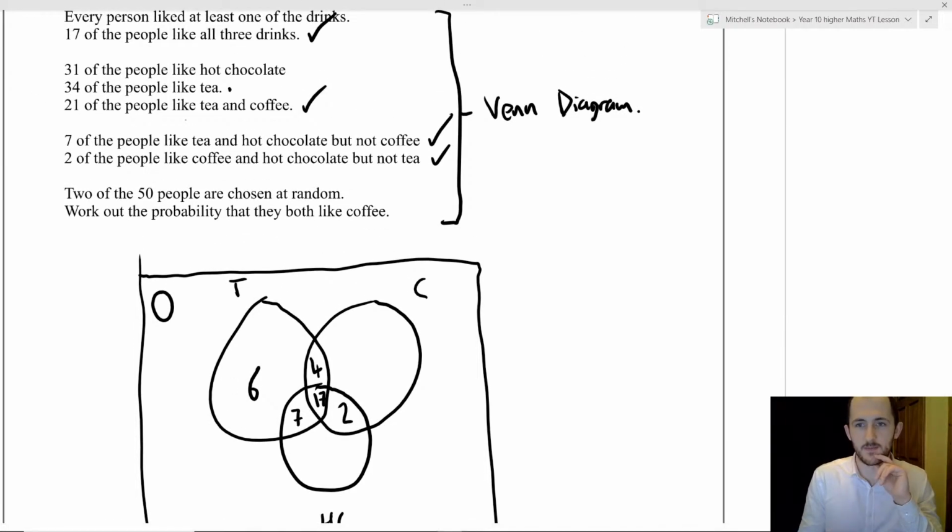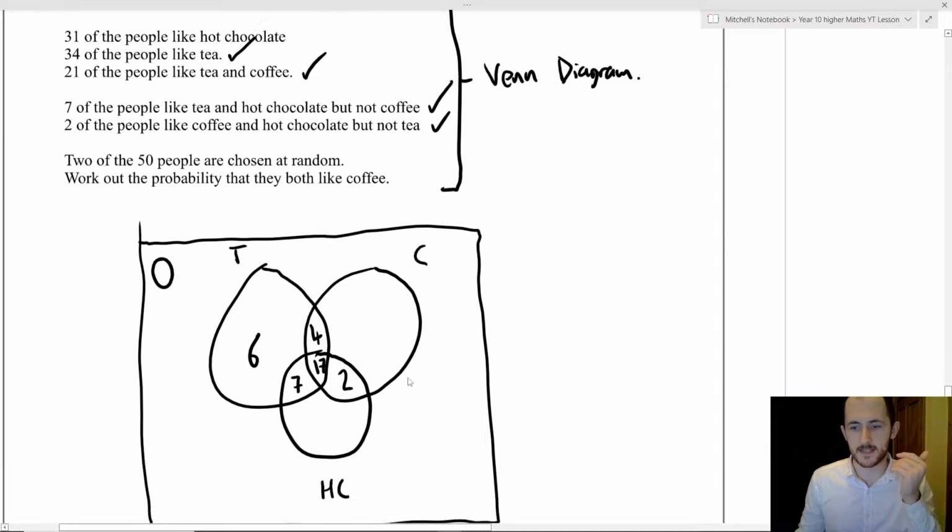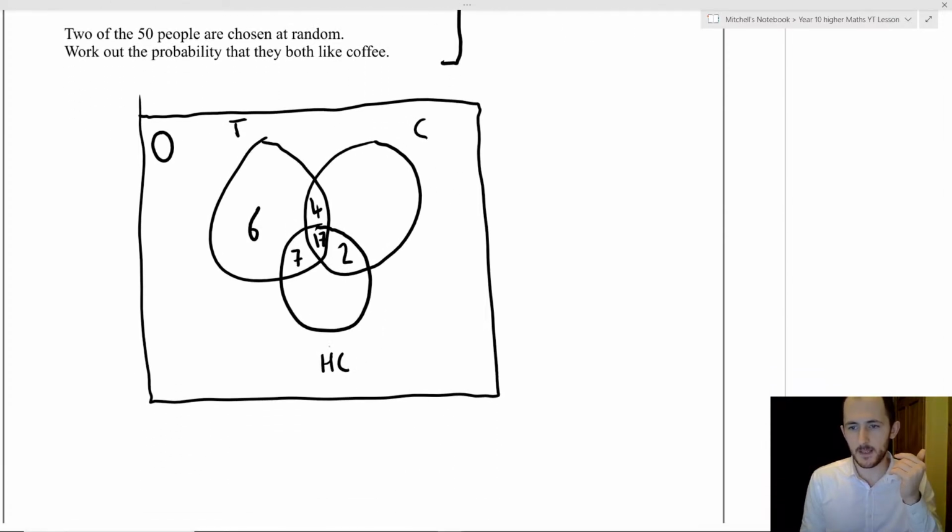So we've used that piece of information now. One more piece of information. 31 people liked hot chocolate. Let's do the same thing. 31 minus 7 minus 17 minus 2. So 7 and 17 is 24. 26. So that should be equal to 5.